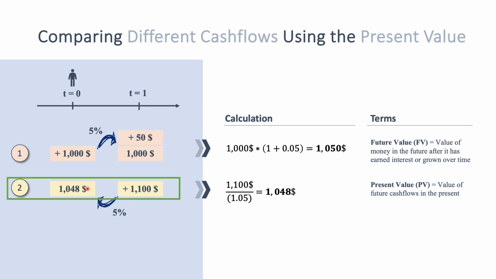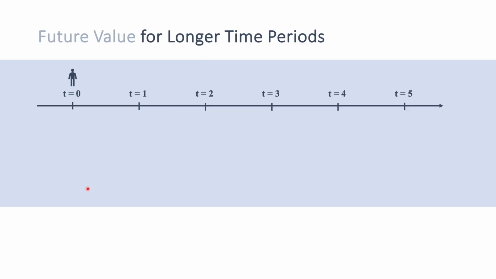So both methods give us the same answer. It's only crucial to compare the value of cash flows at the same point in time. By using either the future value or the present value, we can make informed decisions about which cash flow option is better. We can also apply these concepts for longer periods of time. Let's look at a timeline of 5 years, and we are again at T0. Now the two alternatives are getting $1,000 today or $1,300 in 5 years.